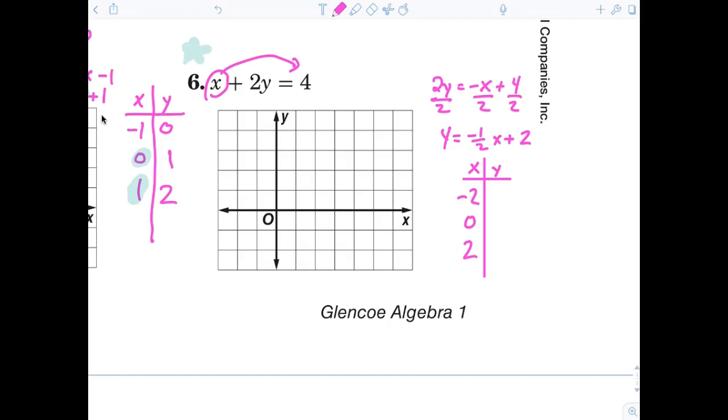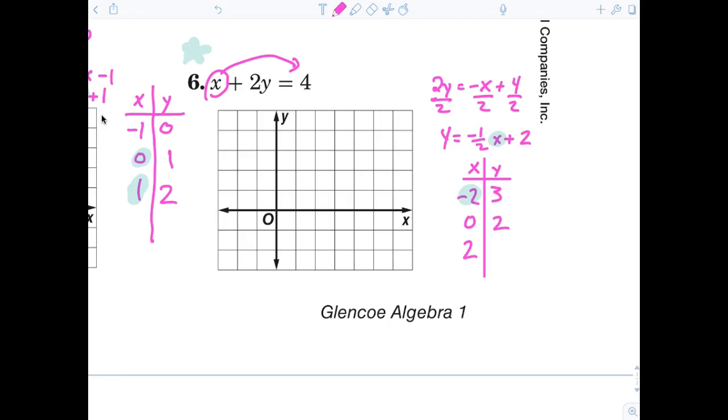Now I'm plugging in -2 for x. So what's -1/2 times -2? Positive 1. And then 1 plus 2 is 3. Please stay with me on that and make sure you see that. Now you plug in 0. 0 times anything is 0. So the answer is 2.